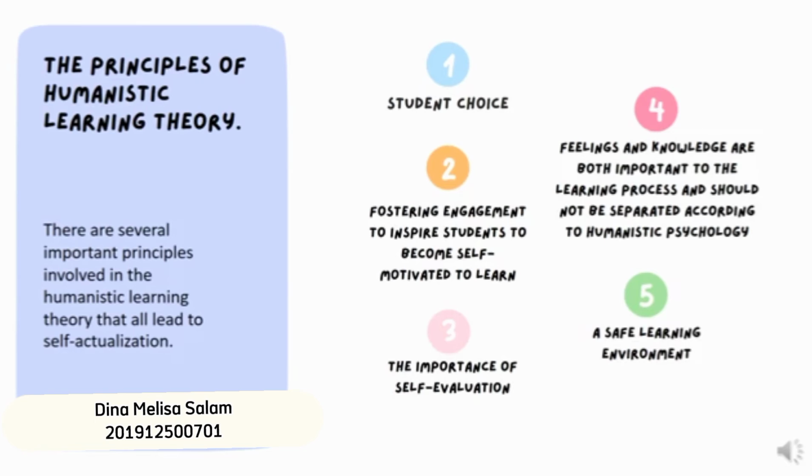The principles of humanistic learning theory. There are several important principles involved in the humanistic learning theory that all lead to self-actualization. Number 1, student choice. Number 2, fostering engagement to inspire students to become self-motivated to learn. Number 3, the importance of self-evaluation. Number 4, feelings and knowledge are both important to the learning process and should not be separated, according to humanistic psychology. Number 5, a safe learning environment.